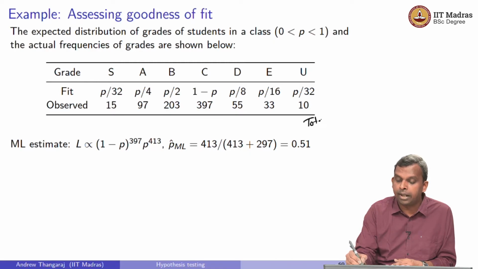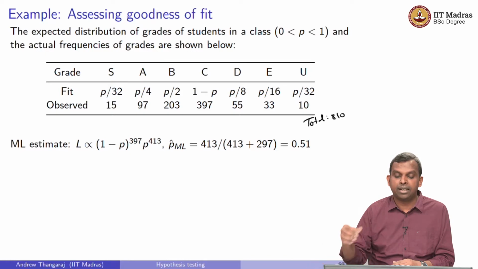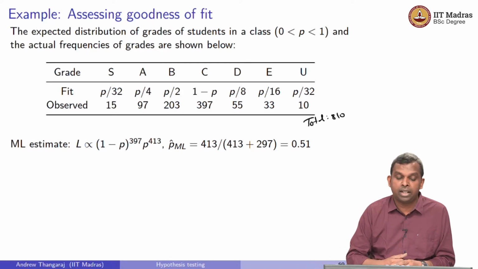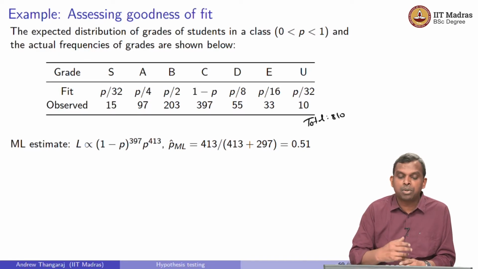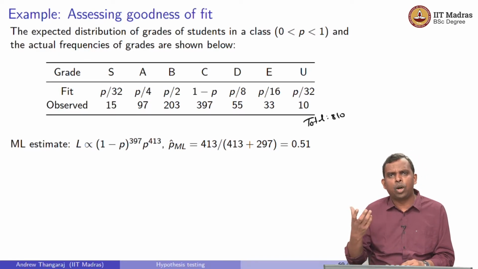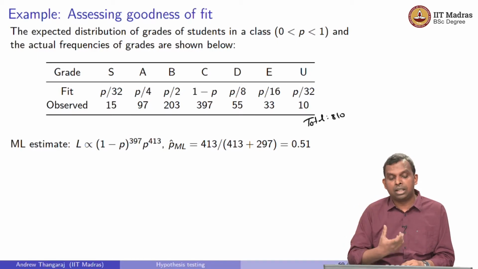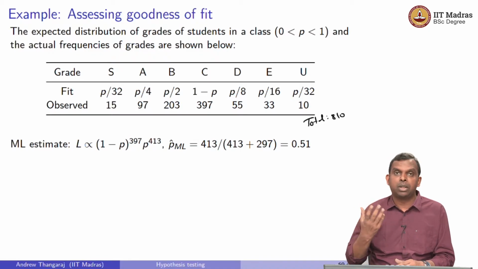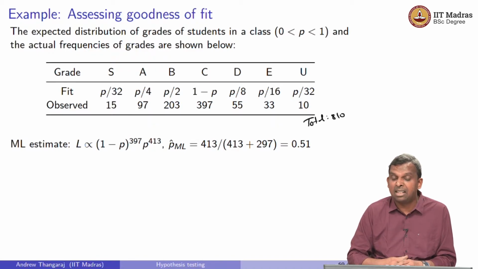Total is 810. Out of 810 students who went through for grading, 397 got C, 203 got B, 55 got D, and so on. So you observed this. From this observation, we know how to go ahead and find P. In fact, we can do an ML estimate for P. The likelihood is proportional to (1 minus P) to the power 397 times P to the power 413, and from there you can solve for the ML estimate for P, and that comes out to be 0.51. It seems like a reasonable thing to do.